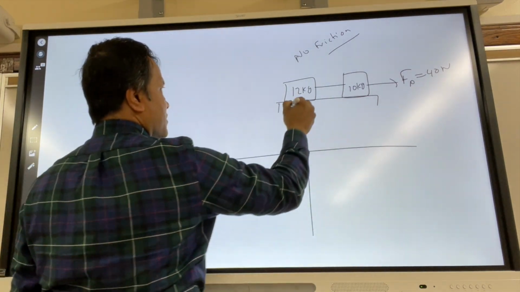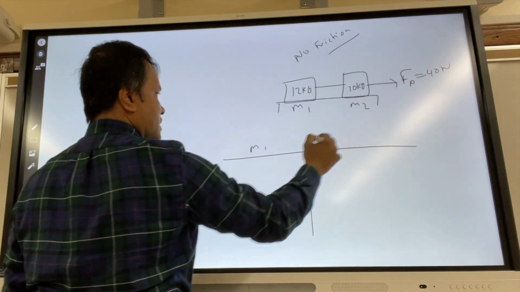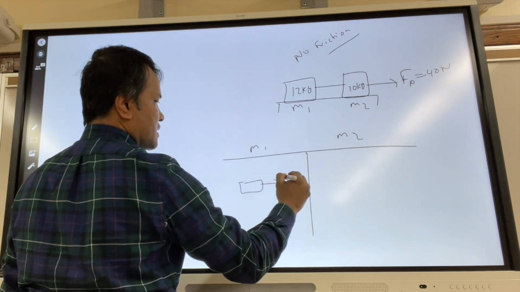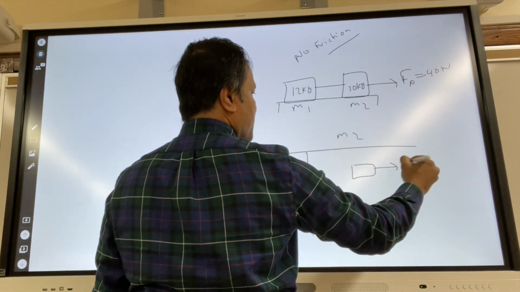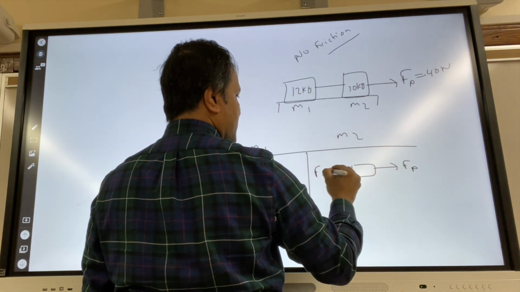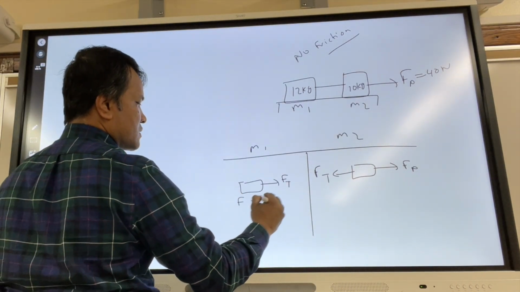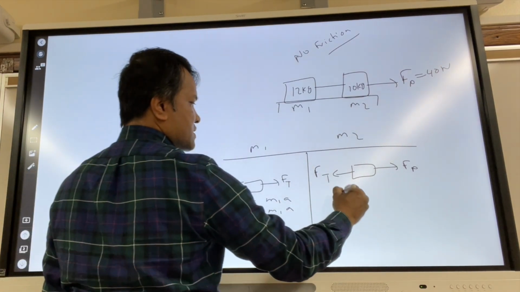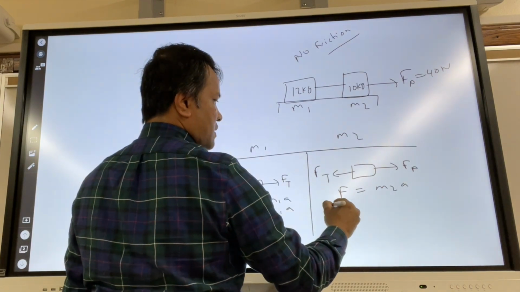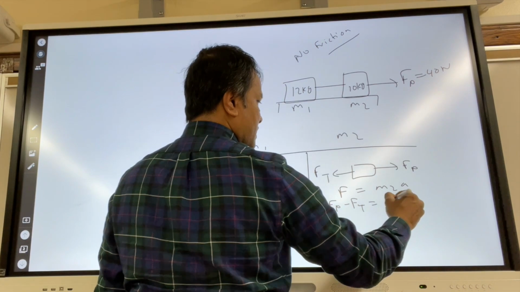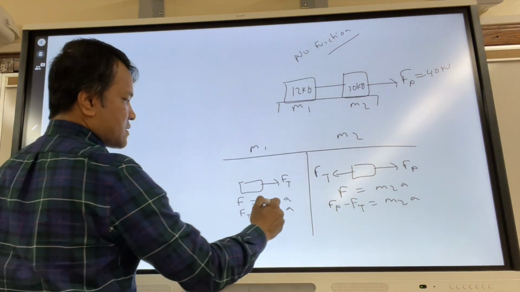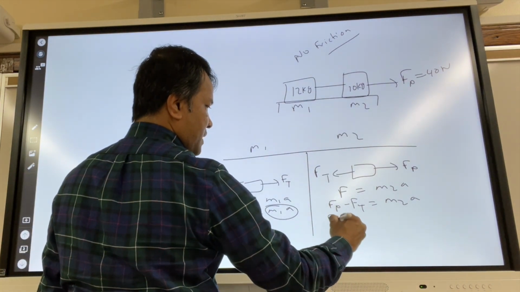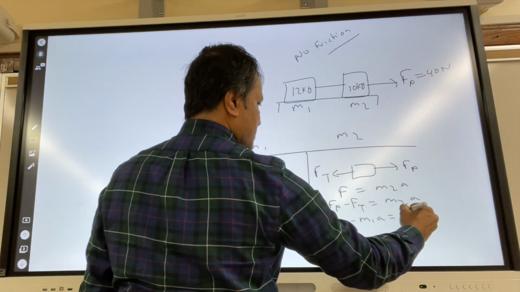Again, call it mass 1, mass 2. So this one, what is the force acting on it? Ft. And this one, what are the forces acting on it? Fp and then Ft. Okay, so Newton's second law, F equal to m1a, so Ft is equal to m1a. And Newton's second law, F equal to m2a, so Fp minus Ft is equal to m2a. All right, so Ft is equal to m1a. Replace that by this. So Fp minus m1a is equal to m2a.